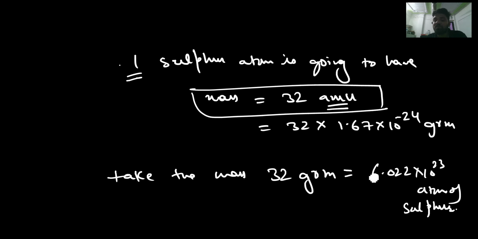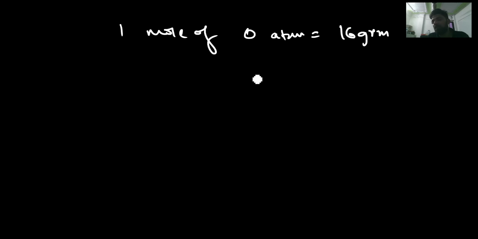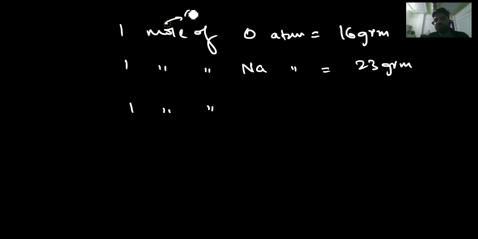This number was always coming, so we call this number 1 mole. So 1 mole of oxygen atoms has a mass of 16 grams. 1 mole of sodium atoms has a mass of 23 grams. 1 mole is 6.022 into 10 to the power 23. 1 mole of calcium atoms has a mass of 40 grams. So these numbers come from here.